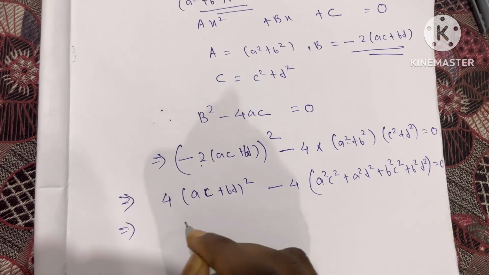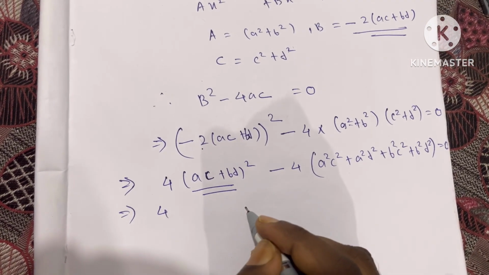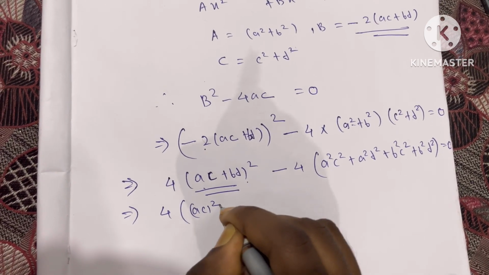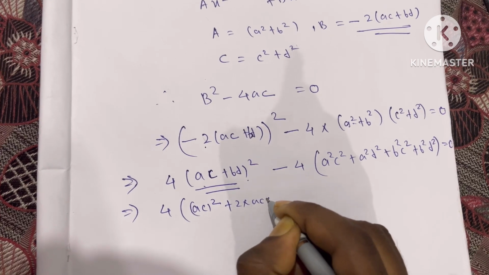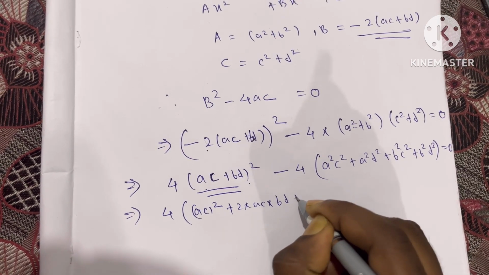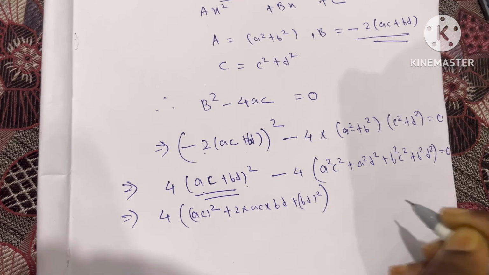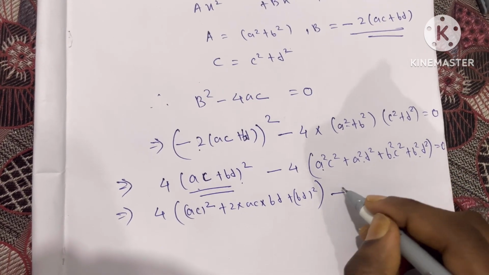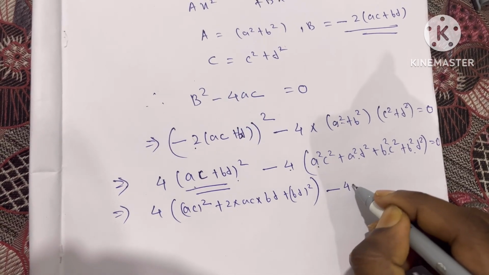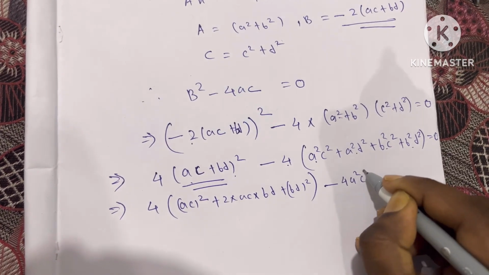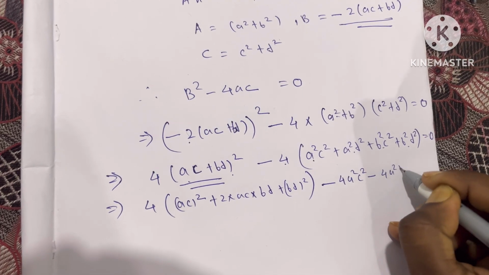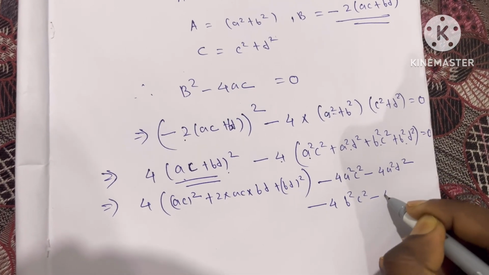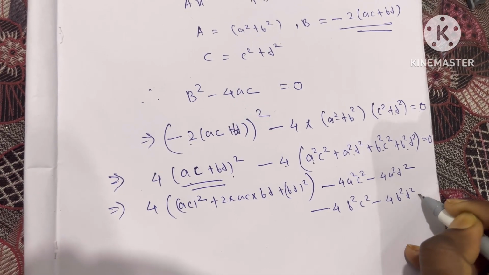Okay. So now you see this is the form of (a plus b) whole square. So this is again (a plus b) square. So we can write (ac) square plus 2 into ac into bd plus (bd) whole square, bracket close. Then minus, if you multiply this with 4, you'll get minus 4 into a square c square, then minus 4 into a square d square, then minus 4 into b square c square, then minus 4 into b square d square, which is equal to 0.